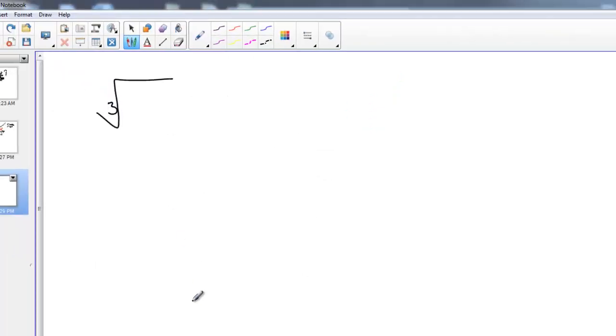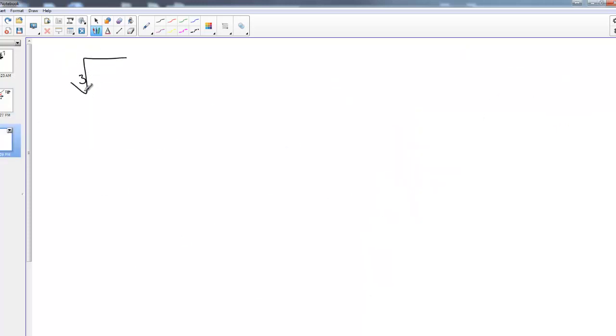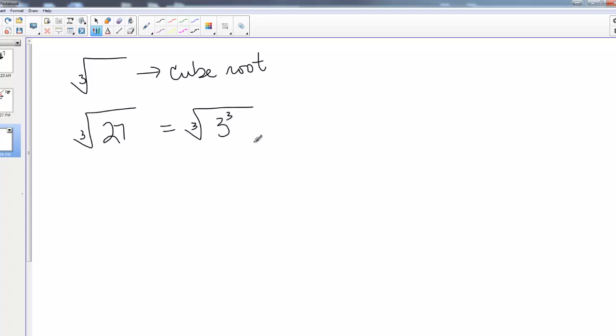What about this one? If I give you that sign, now there's a number in there. On the previous, there was no little number in there. We know if there's nothing in there, it's square root. If there's a 3 in the little notch, this means find the cube root. To find the cube root, we need to think about how I can rewrite what's underneath here as a power of 3, something cubed. 27, we know, is 3 to the 3, so we're looking at the cube root of 3 to the 3.